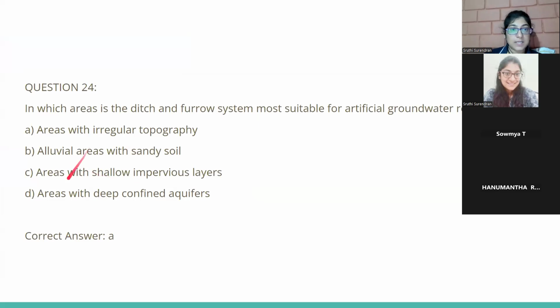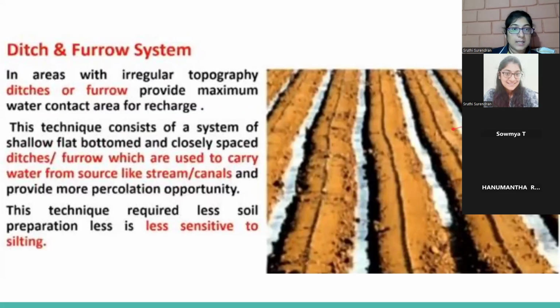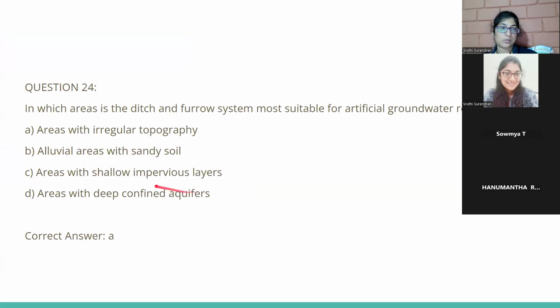The question here is, in which areas is the ditch and furrow system most suitable for groundwater recharge? Areas with irregular topography are most suitable for ditch and furrow systems. The correct answer is option A.